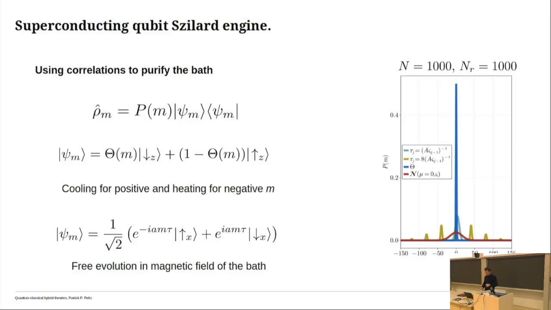Right. But this state, if you think of it in the Z basis, sometimes it will point up, sometimes down, depending on M. And now if we choose different taus, this is maybe a bit small, but if we choose different taus, we can get different effects.